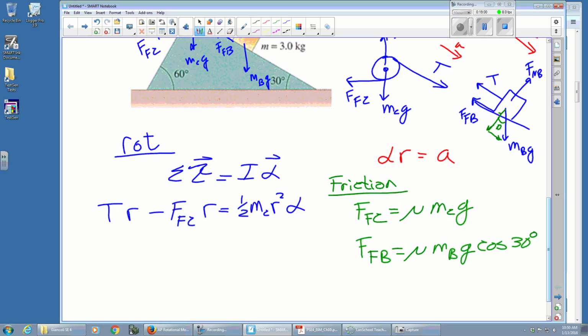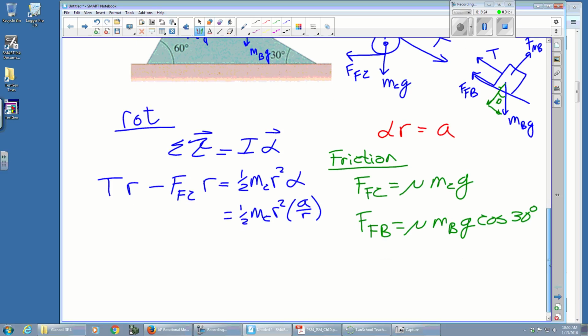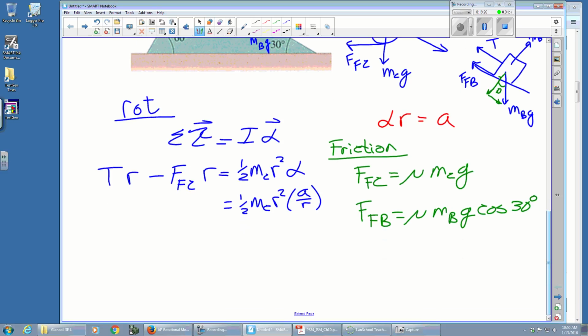I really can't go any further without knowing the tension here on my rotational end, right? Oh, I can go one more step. I can go 1/2 M_C R squared times A over R, to get it in terms of the linear acceleration. And so that's the rotational side. Let's jump over to the linear side of the box.